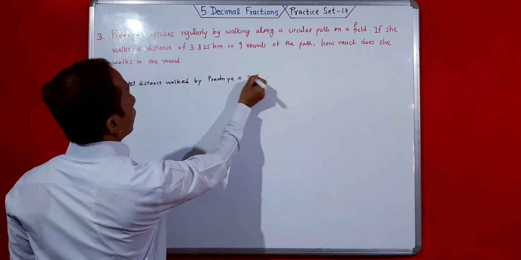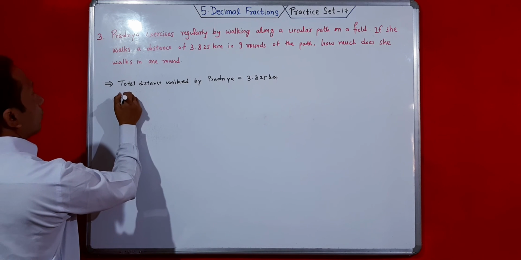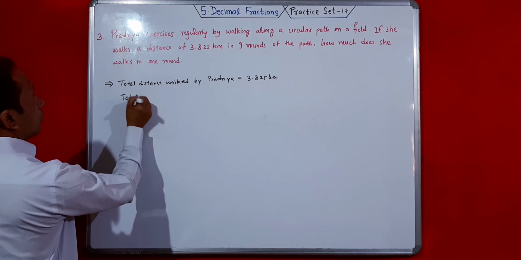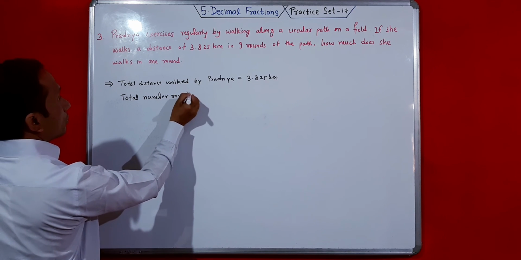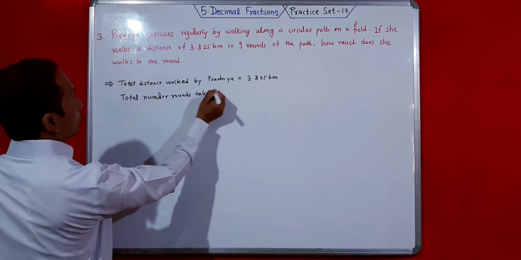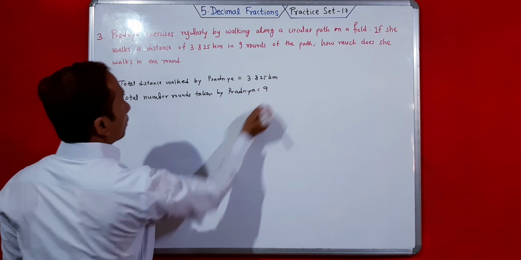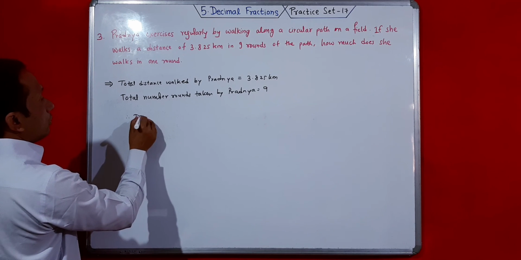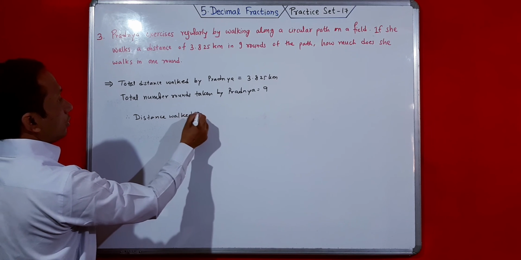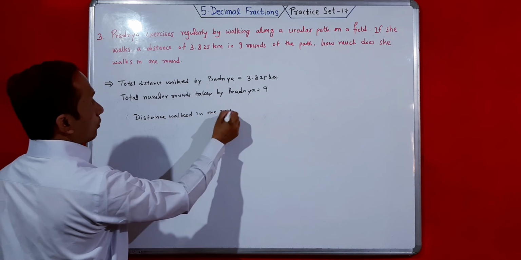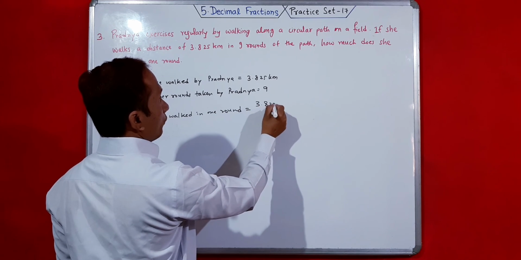is 3.825 kilometers. The total number of rounds taken by Pradnya is 9 rounds. Therefore, the distance walked in 1 round is equal to 3.825 divided by 9.